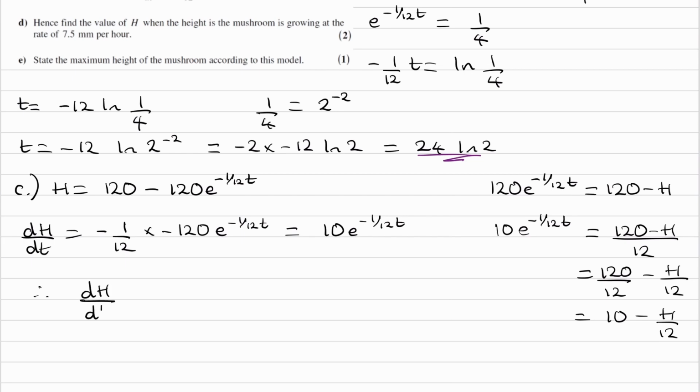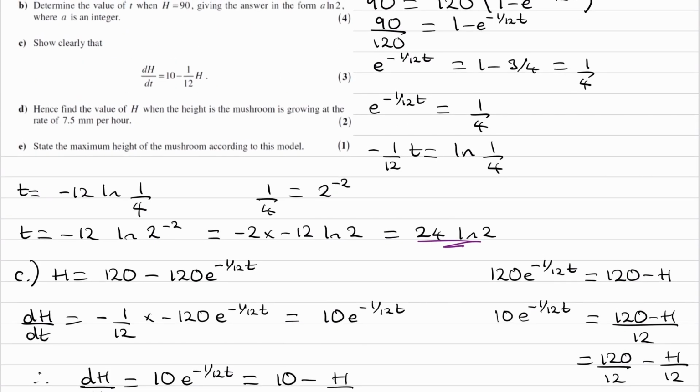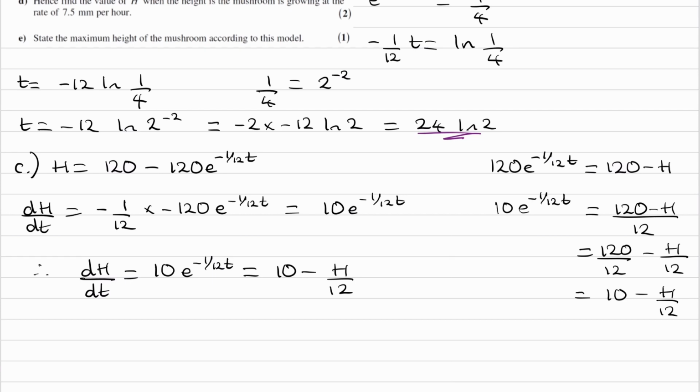And therefore dh/dt will then be equal to, well, it was equal to 10e^(-t/12), and now that will be 10 - h/12, which is what we wanted. So that is our final answer for part C.